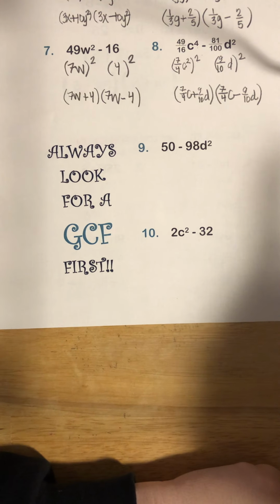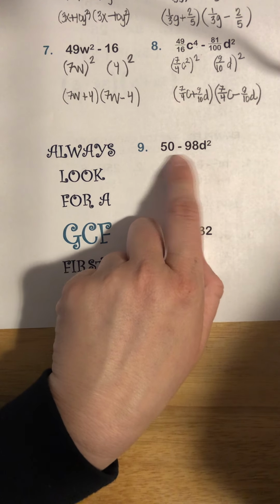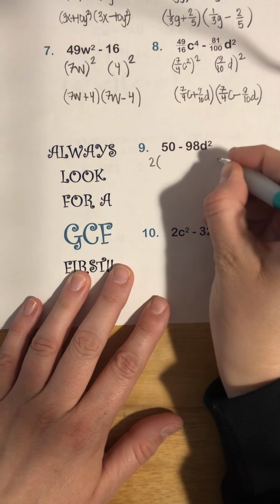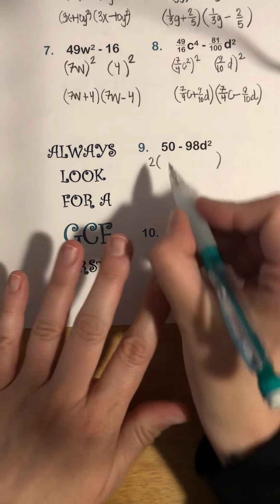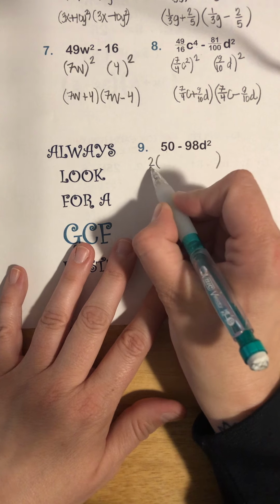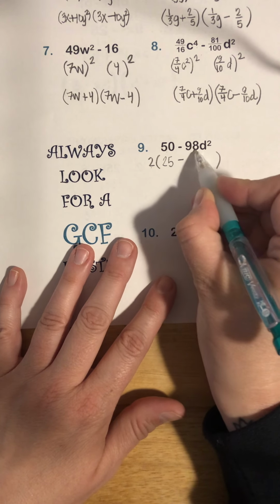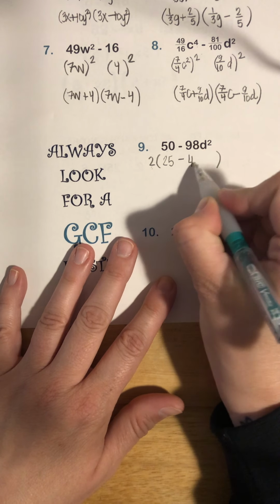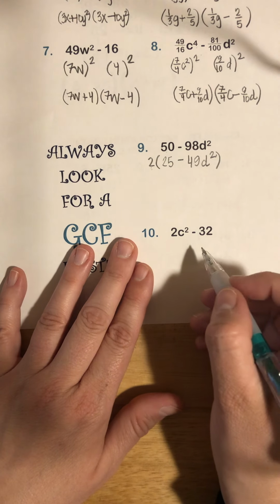So they both don't have variables. However, both of these numbers are even, which tells me that they're divisible by 2. So we're going to take out a 2. Remember, that means you're dividing it out. So 50, and now we're dividing out a 2. That turns into 25. 98, again, we're dividing that by 2. That turns into 49. And then you still have your d squared.